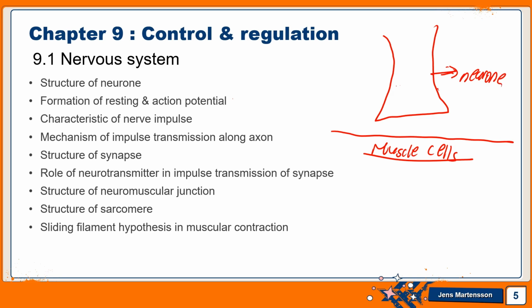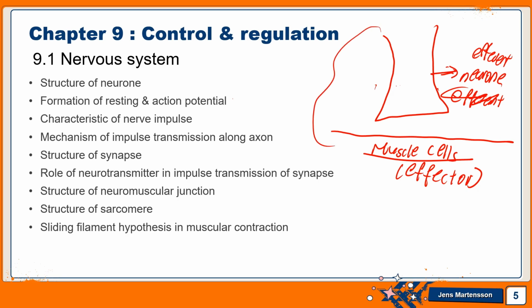This is normally an efferent neuron, because for an efferent neuron, the terminal part is the effector, right? Muscle cell is one type of effector. You all know that muscle cell is one type of the effector. So this is what we know as neuromuscular junction.